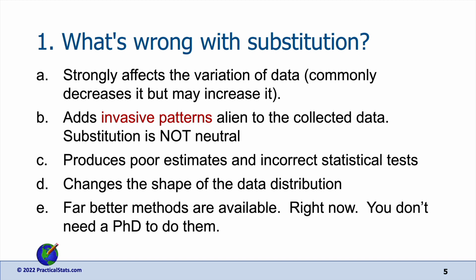Third, it produces poor estimates and incorrect statistical tests. You can get the wrong answer. You can find a trend that's not there in the field just by substitution. It produces a change in the shape of the data distribution. So the shape of the data, why do we care about that? That shape is used for a variety of decisions in statistics and in applications, such as risk analysis. And there are far better methods, finally, that are available. They're available right now. They've been available for decades. You don't need a PhD to do them, and you can find them in software.